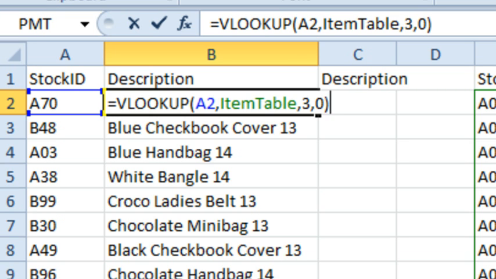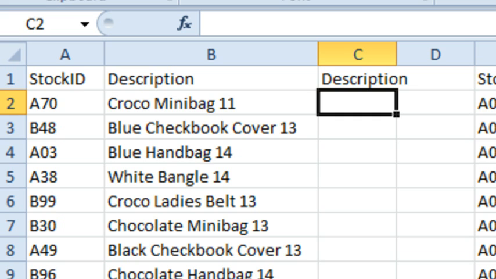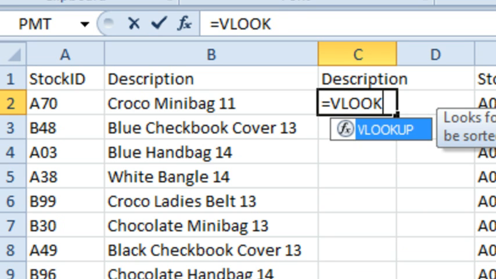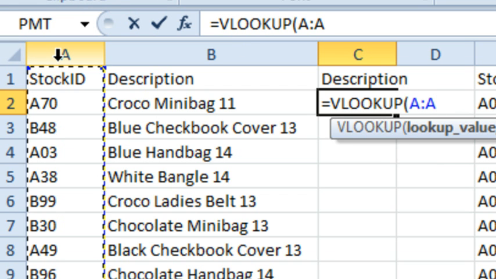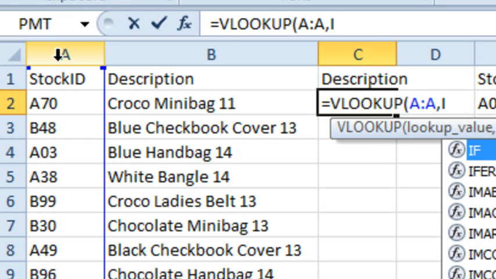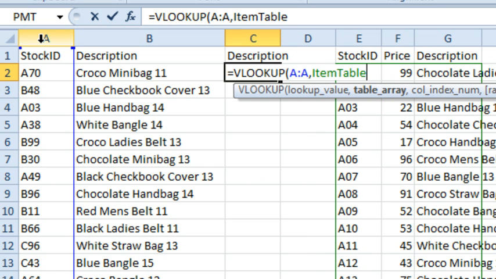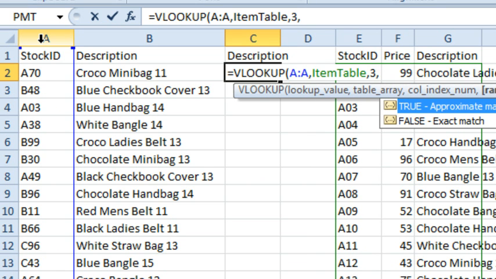And Erin had been one of the rock stars in the class, right? She clearly knows what's going on. She said, hey, why did you build the VLOOKUP that way? And I said, well, how did you build the VLOOKUP? And Erin says that she builds her VLOOKUP like this. She chooses this whole column over here, comma, item table, comma 3, comma false or 0, whichever.